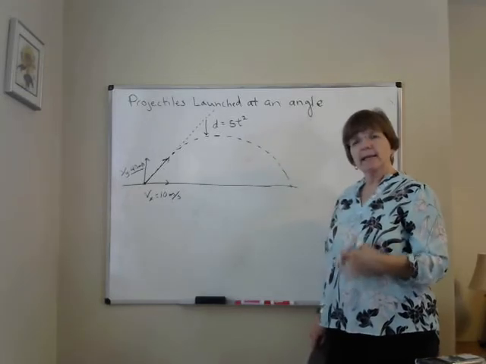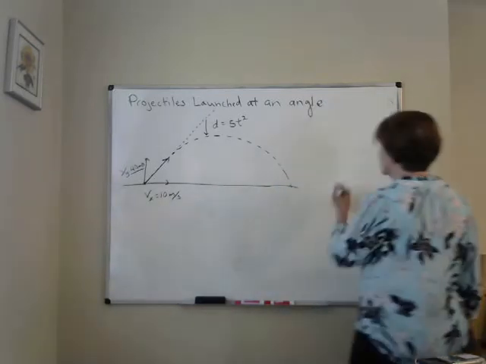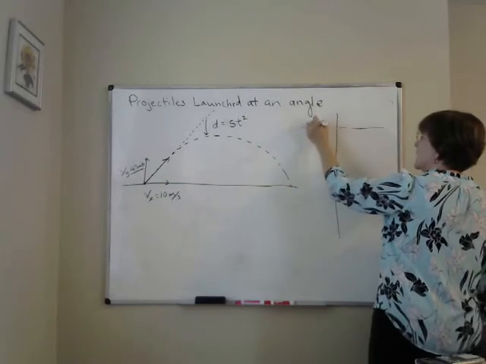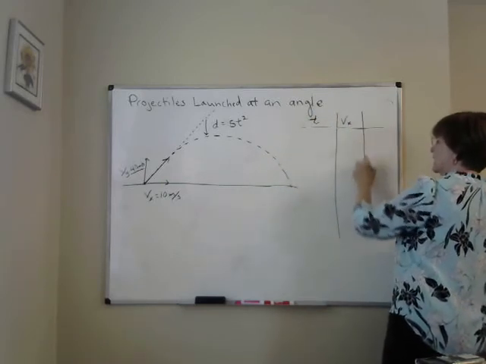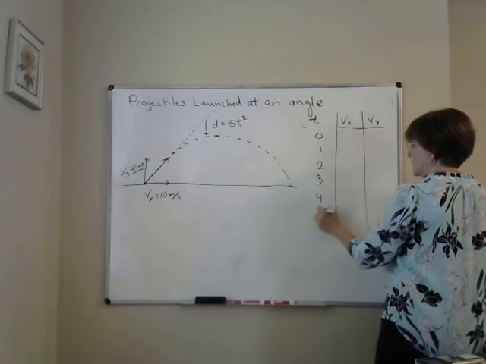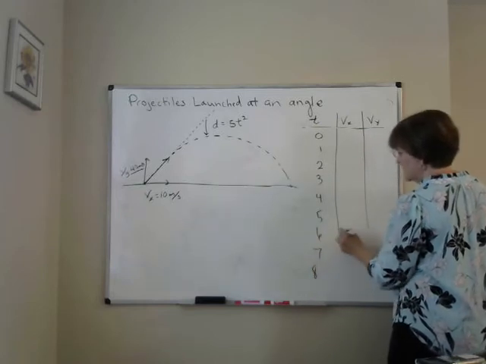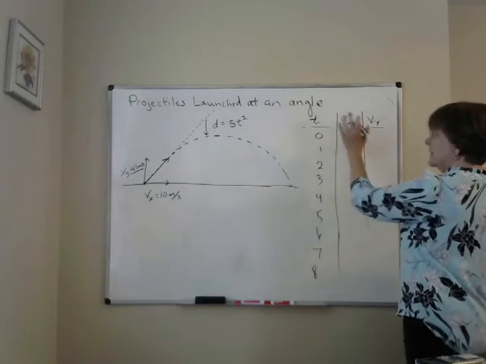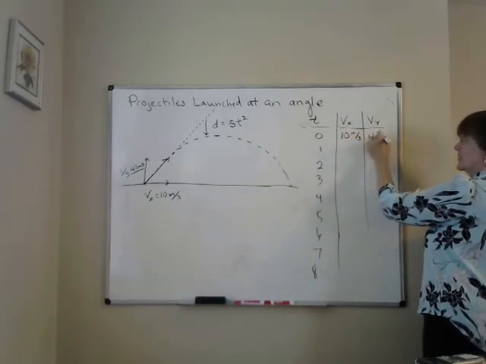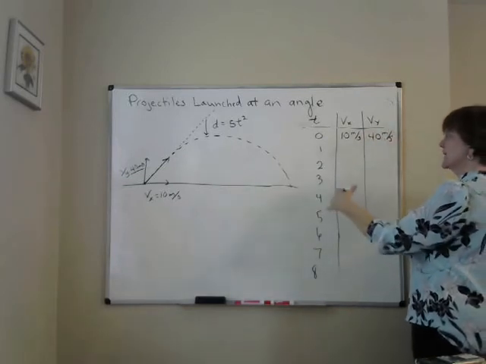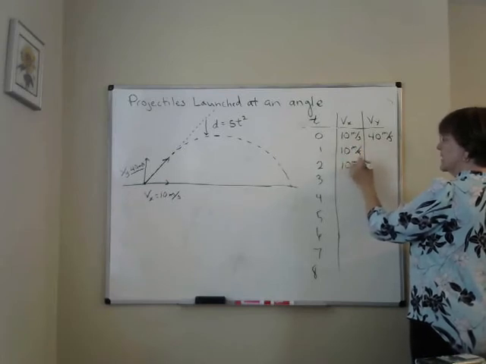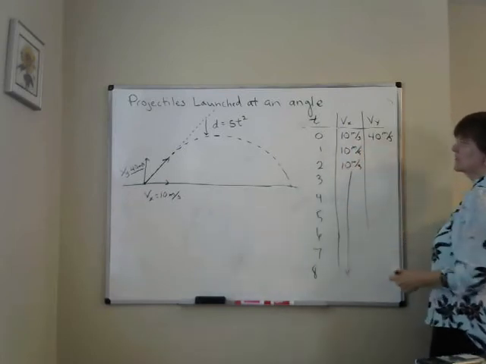We could even make that table of values that we made before. If I wanted to make a table of values, let's look at the two velocities. At the very beginning, this is 10 meters per second. This is 40 meters per second. But if we wait 1 second, this doesn't change. Horizontal motion does not change. It's 10 meters per second horizontal the whole trip.